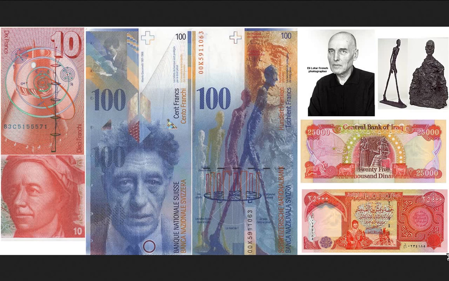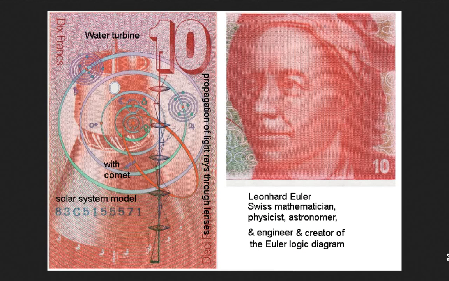Okay? Okay. First one is going to be the 10 francs water turbine note. The person's name on it actually is Leonard Euler, and I know him about the Euler logic diagram. That's where I learned about him. He's a Swiss mathematician, physicist, and astronomer, and therefore, you know, the Antichrist to anybody who wants to post fearmonger stuff. And he was also an engineer, and he created a water turbine.